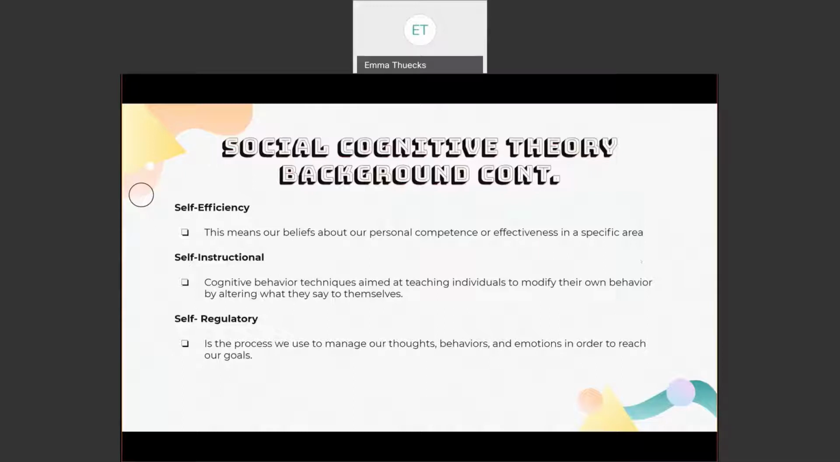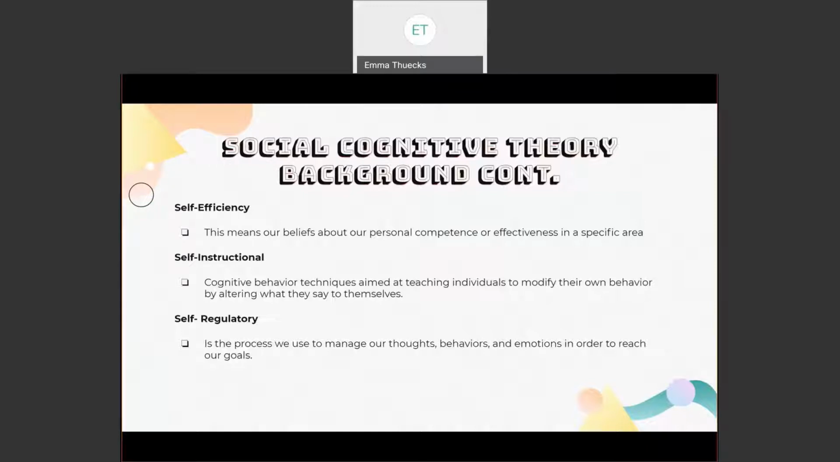Social cognitive theory background continued. Another term for this theory is self-efficacy. This means our beliefs about personal competence or efficiency in a specific area. An individual is more likely to learn if they can master a situation and produce a positive memory from it. Then it's stored in their memory to use and be successful.